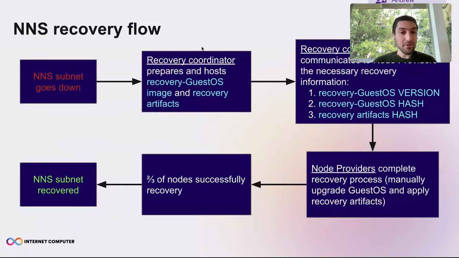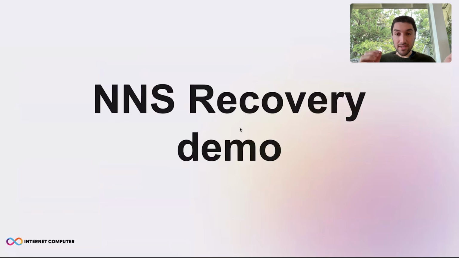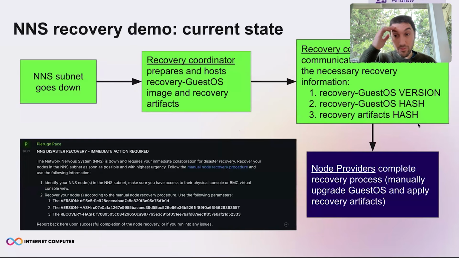That's at a high level. The recovery coordinator prepares the recovery image and artifacts. It puts out the bad signal. The node providers all complete this manual recovery process, and once 2/3 of nodes have successfully done it, the subnet should resume consensus. So let's get into an actual demo and see it in action. I'm going to hand it back over to Pierugo, who's going to explain the current state of the testnet, and then I'll take over to act as the node provider to complete the recovery process.